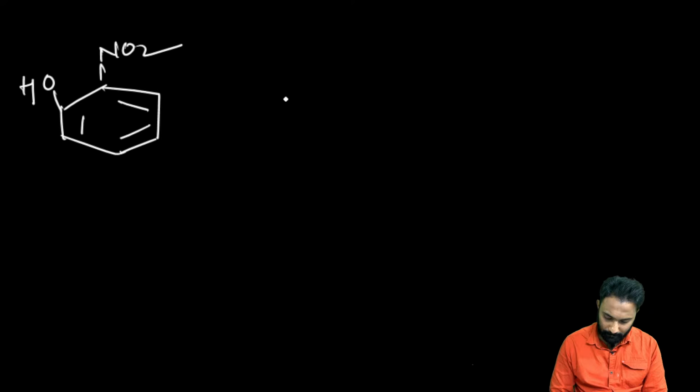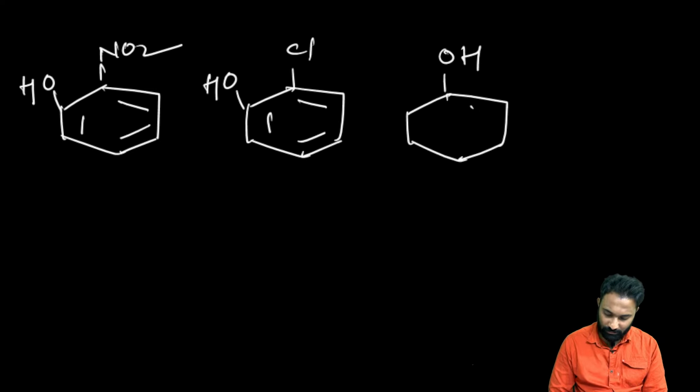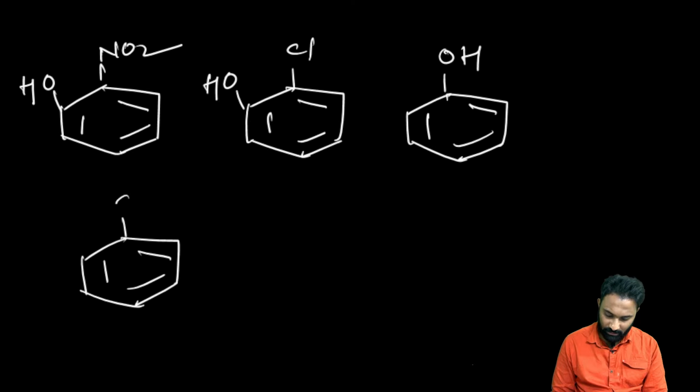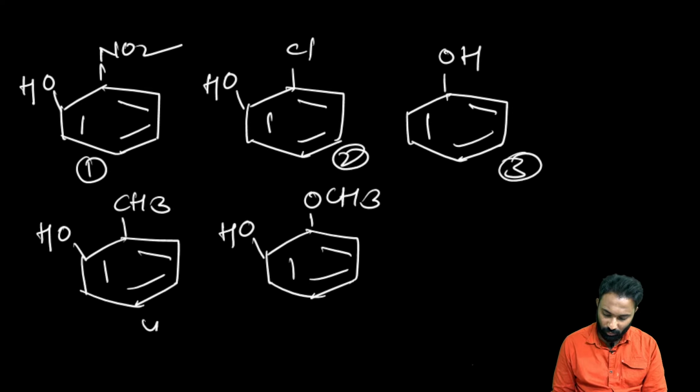Okay, this is one. Here Cl, here the OH. Next, done, here the normal OH. Next, here the CH3, here it will be the OH. Okay, now here it will be the OCH3 and here it will be the OH. Now 1 2 3 4 5.